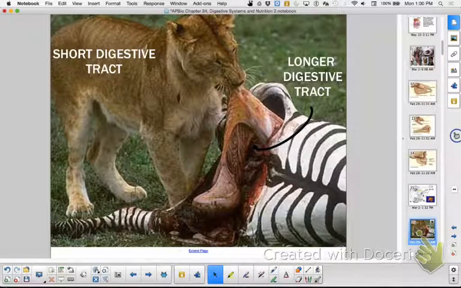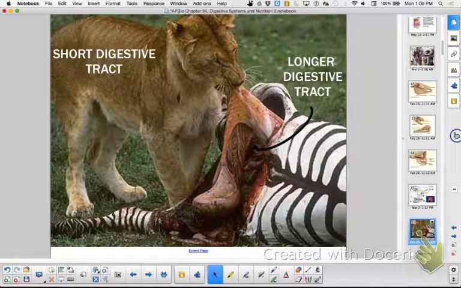Here, if you would cut open a lion and look at its digestive tract, it's relatively short compared to the longer digestive tract of this zebra, which the lion has in its mouth. And it's because, again, it's more difficult to digest that plant material. So digestive tracts are longer for plant-eating animals, which have hard-to-digest cellulose, and shorter for meat eaters.